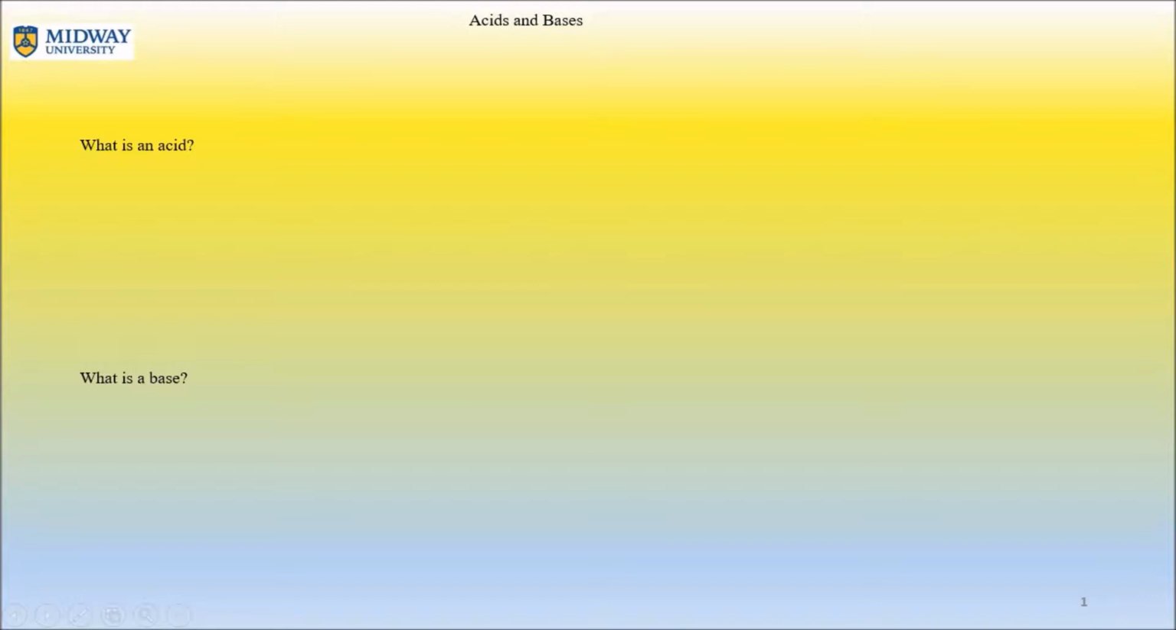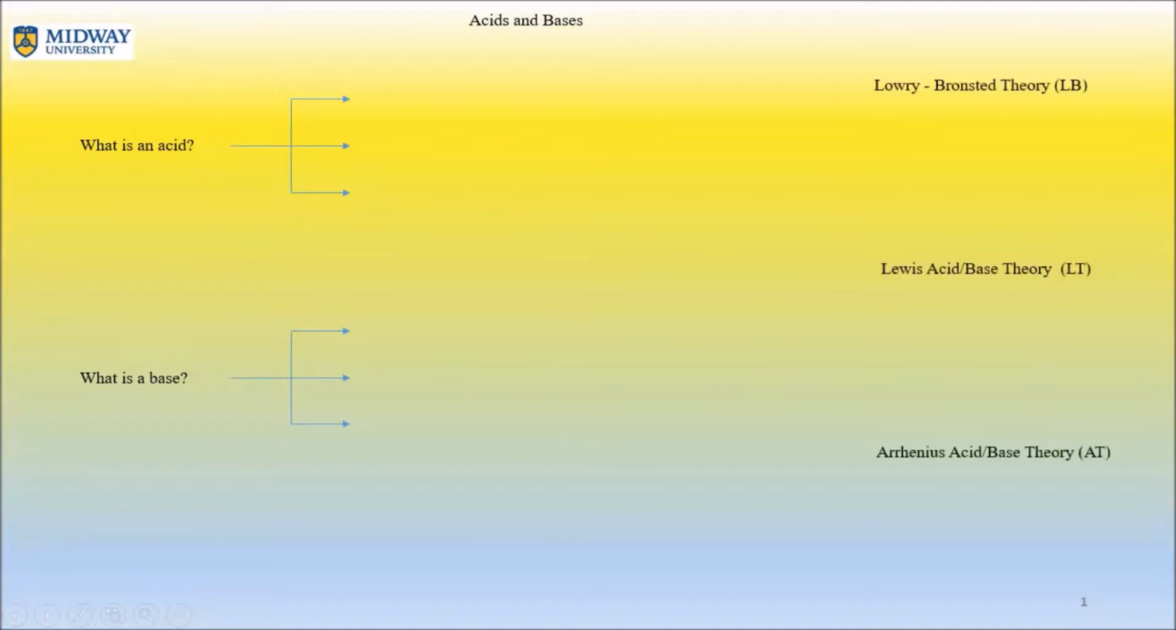So we have three different definitions of what an acid is and what a base is. We're going to look at the three theories, and then put them back in the context of these arrows and define the acid and a base. These are the three major theories, as I pointed out. The first one is Lowry-Bronsted theory. Some people say Bronsted-Lowry theory. Doesn't matter which order you say.